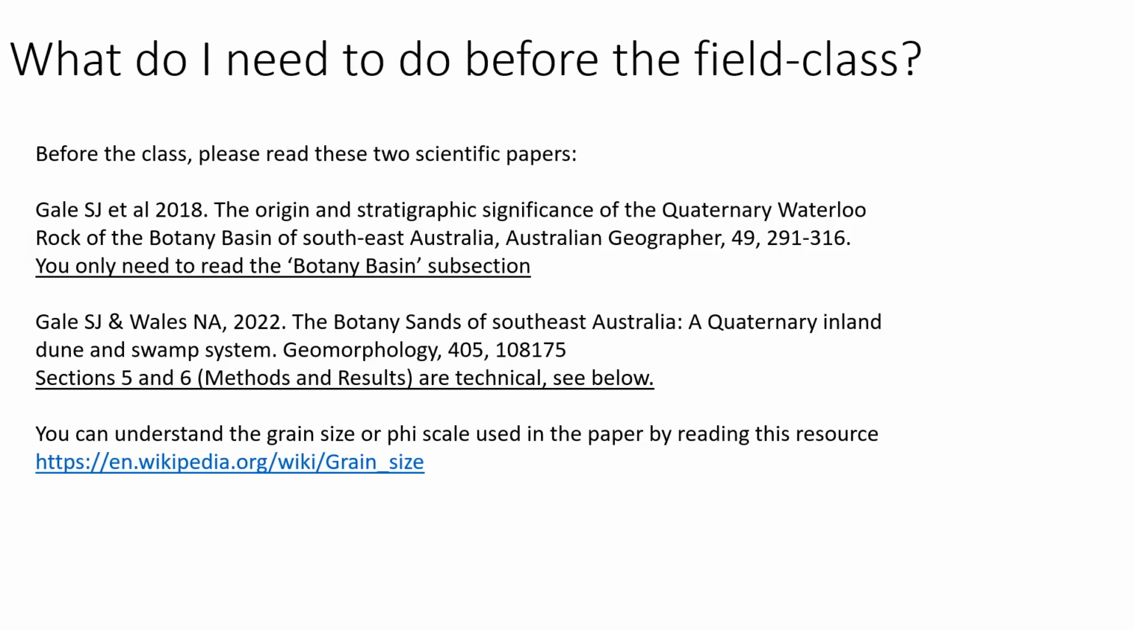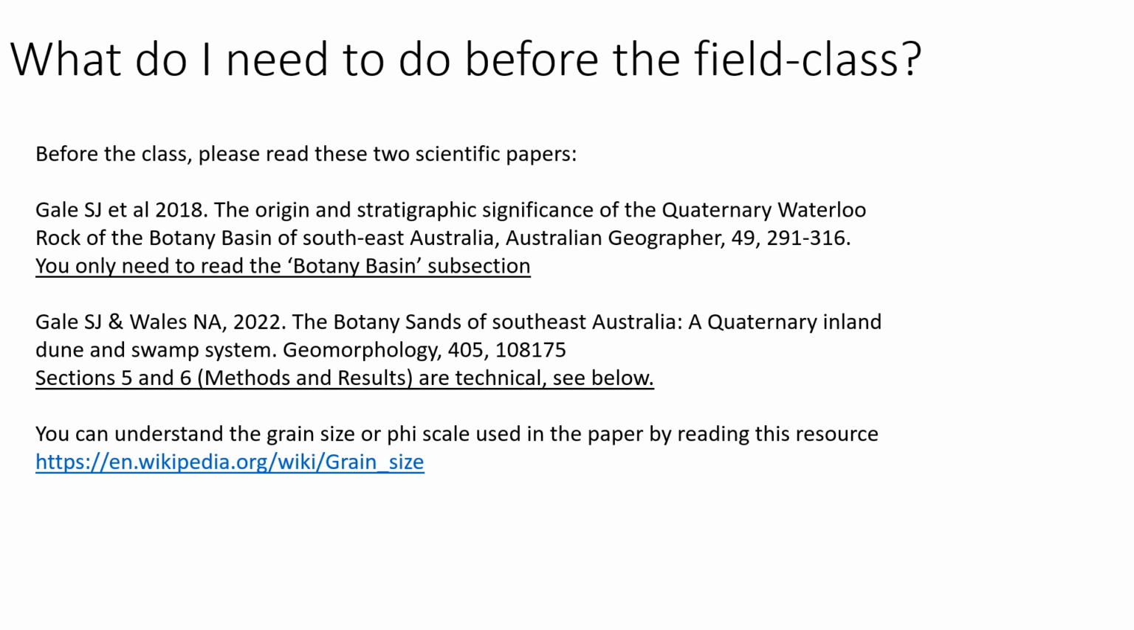So what do you need to do before the field class? Well, before the class, I have two papers and a web resource here that I'd like you to read and understand. There'll be a pre-class test, and the learning outcomes are listed on the next slide. The first paper, by Gale et al. 2018, is actually on a specific feature in the Botany Sands, something called the Waterloo Rock, and that's not what I want you to look at in this paper. I only want you to read the Botany Basin subsection, which gives a very good overview of the Botany Sands.